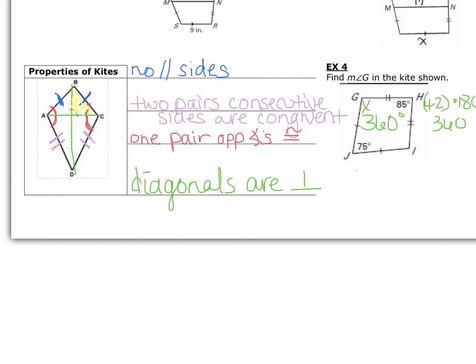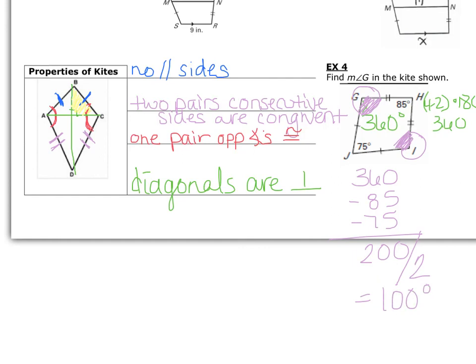So if we have 360 degrees, we take out 85 and we take out 75, right? That's going to leave us with 200. Well, 200 degrees is actually for both of these angles. So, how can we find just G? Well, remember the property of the kite is that these opposite angles right here are congruent to one another. So if they're congruent, I can divide the measurement left to get just one, and that's why the measure of angle G is 100 degrees.